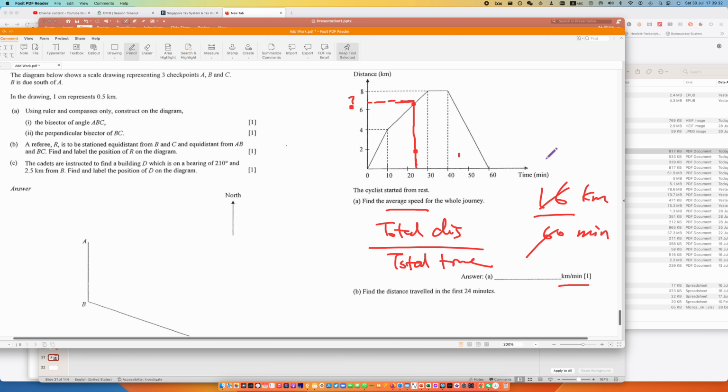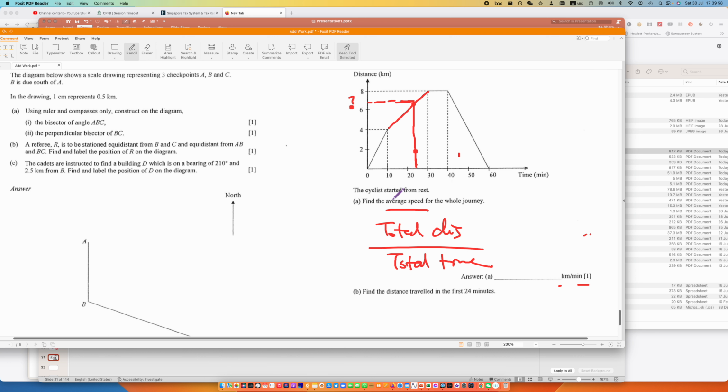The way I did it is, actually, you just make use of the gradient concept. Never mind if you do it wrongly, it's okay. You need to use the gradient concept. Basically, you just find out what is the equation of this line.